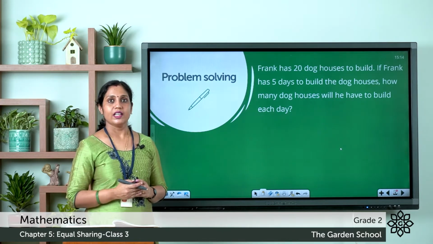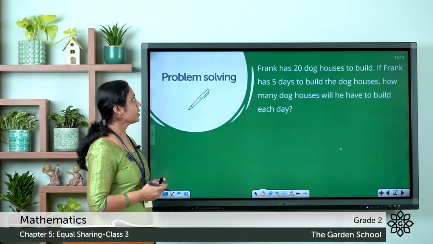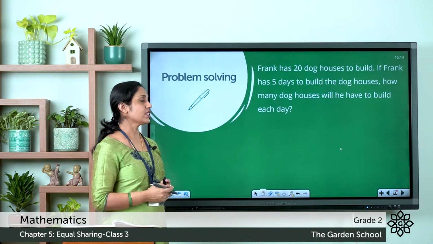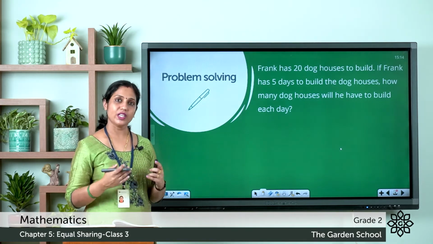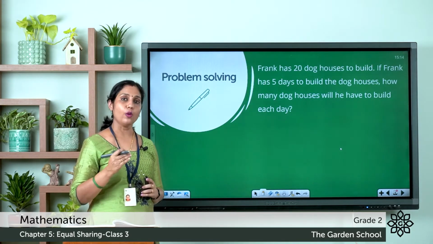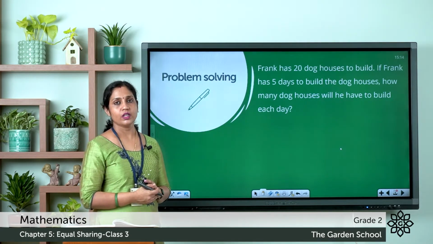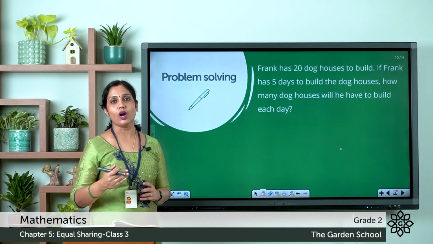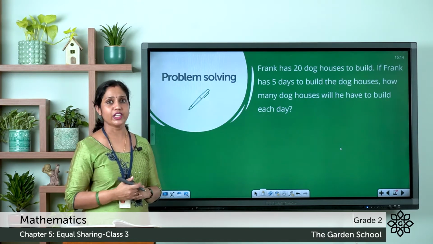Here you have a question. Let's read out the question first. Frank has 20 dog houses to build. If Frank has 5 days to build the dog houses, how many dog houses will he have to build each day? So what is the question? Frank has to build 20 dog houses. And how many days is he having? He has 5 days to build these dog houses. So we have to check for one day, that is each day, how many dog houses he will be able to build. So how can we do this in the repeated subtraction method?